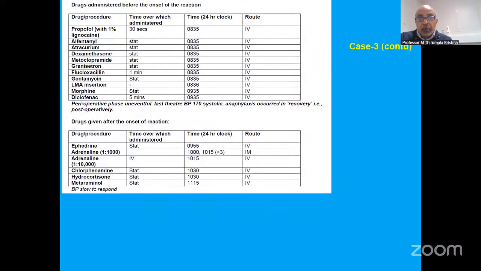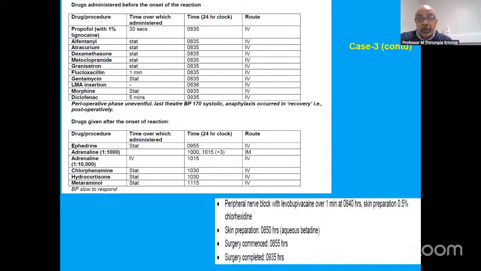Again, multiple drugs were given between 8:35 and 8:36 for general anesthesia: propofol, alfentanil, atracurium, dexamethasone, metoclopramide, granisetron, flucloxacillin, gentamicin. Everything was given. The operation went beautifully, no problem at all. But the patient developed severe anaphylaxis after the procedure. You can see here the patient had diclofenac at 9:35, and this was refractory anaphylaxis. They required multiple doses of intramuscular adrenaline followed by IV adrenaline. So that was a severe anaphylactic reaction.